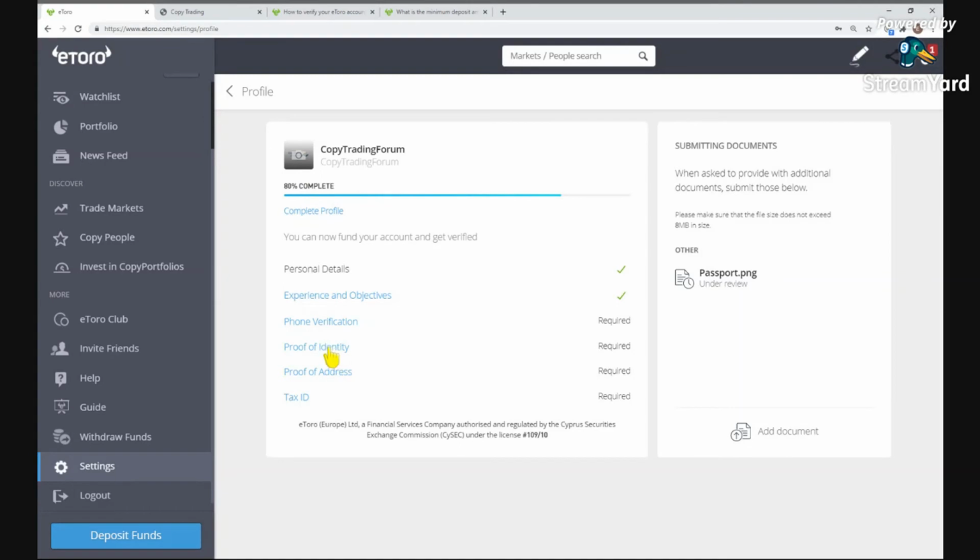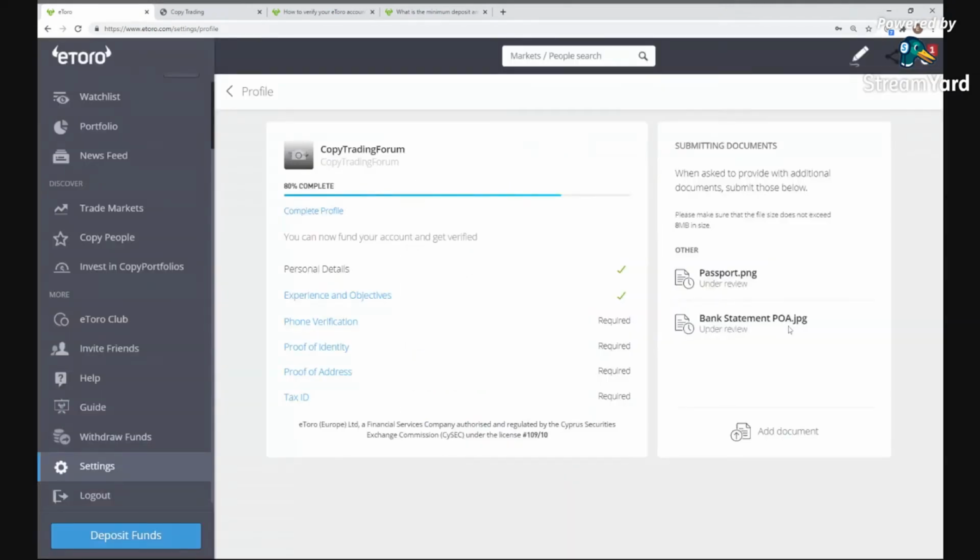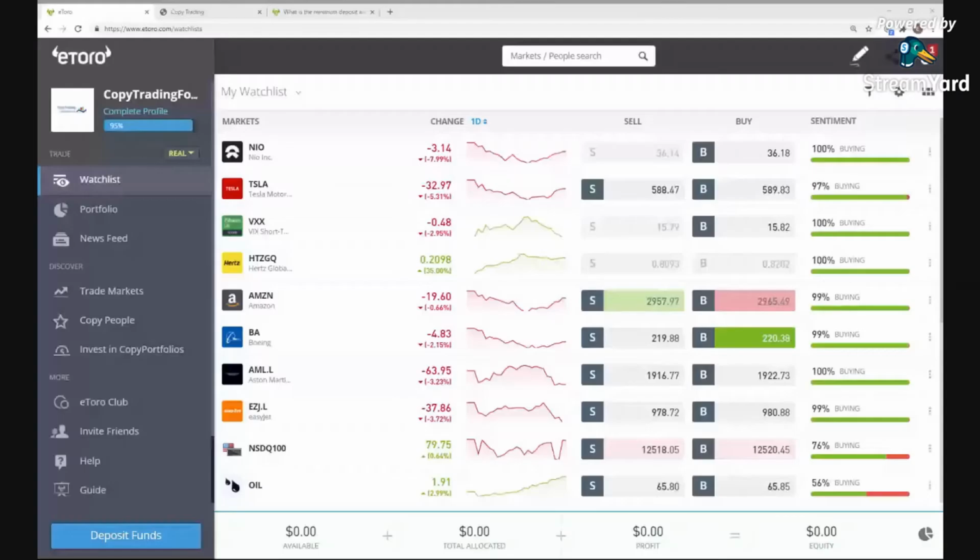So next is proof of address. So I'm going to add document here. So I go to proof. I'm going to click Other because it's a bank document, a bank statement. So I'm going to click on here. I have my bank statement. So that's uploaded there. It's under review at the moment. Okay, guys, now my account is set up 95%.